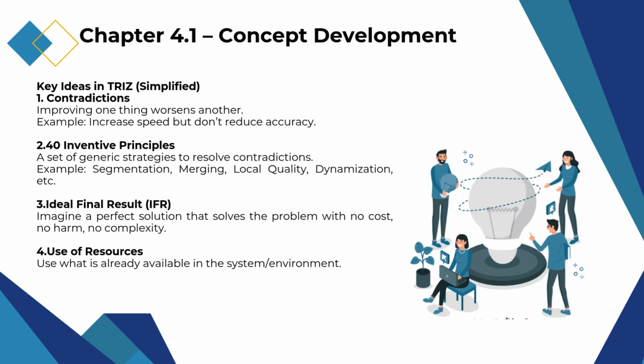TRIZ helps solve problems by focusing on key ideas. Contradictions happen when improving one thing makes another worse, like increasing speed without losing accuracy. The 40 inventive principles provide general strategies, such as segmentation or merging, to overcome these conflicts. The ideal final result encourages imagining a perfect solution with no cost, harm, or complexity, while using resources emphasizes making the most of what already exists in the system or environment.